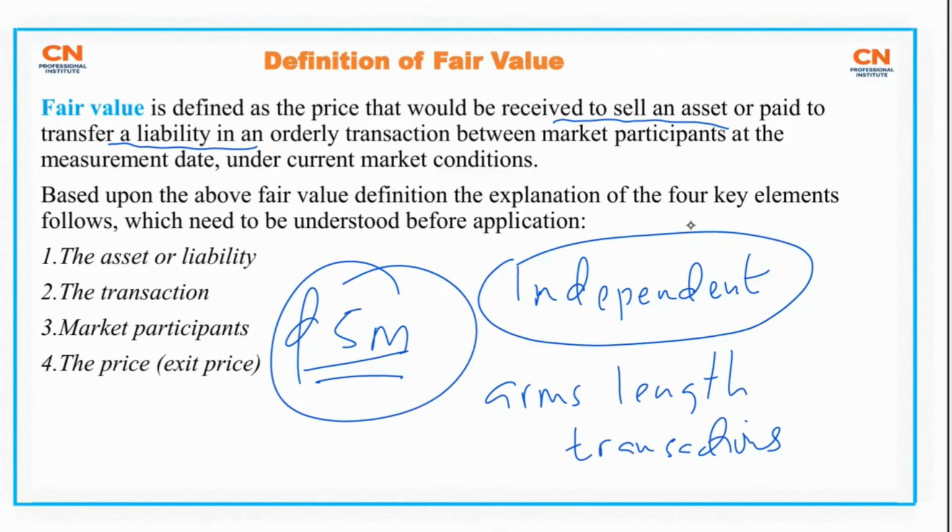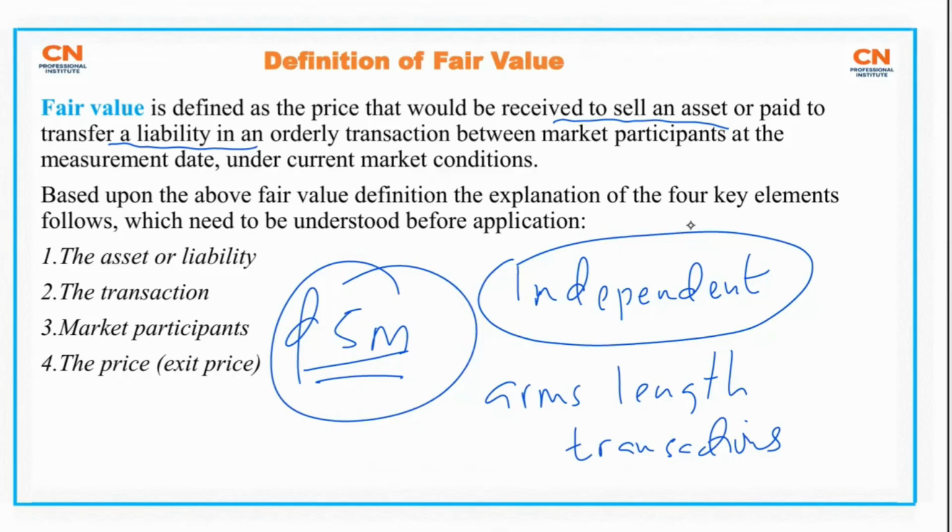Because under IFRS 13, the 5 million represents the fair value of the liability because it is the price paid to transfer the liability to a different market participant. So that is fair value. It is the amount that we are going to receive to sell an asset or paid to transfer a liability, right? And I said it should be between independent parties in an arm's length transaction.